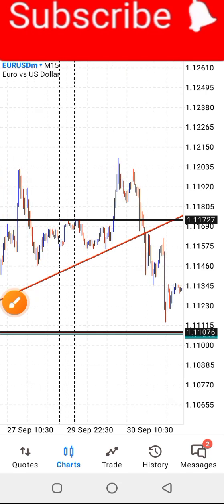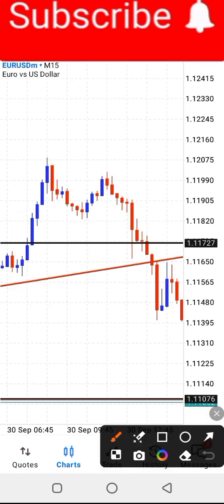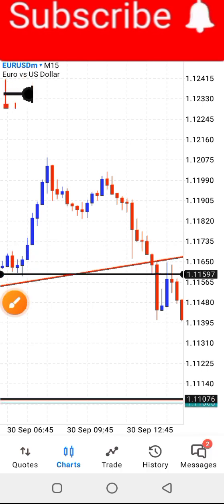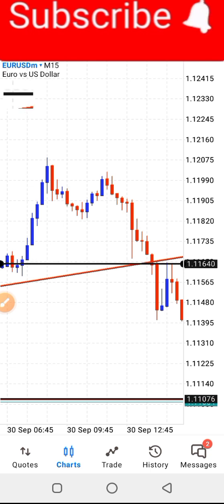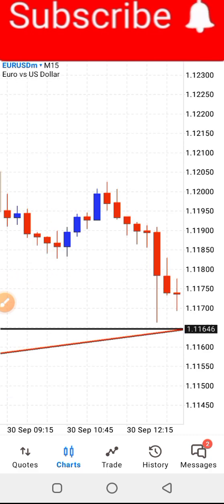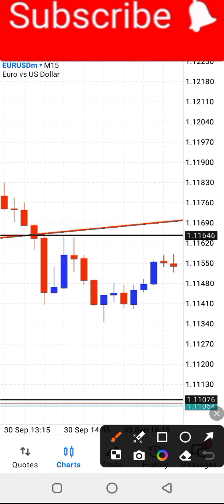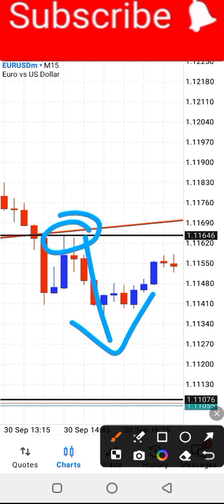So I'll simply wait for price to break that level. As you can see, price broke the level right here. All I need to do is place a horizontal line at the intersection, right there. I want to balance it very well. So you can see what happened. Price referred back to the level right here and then pushed in the downwards direction.